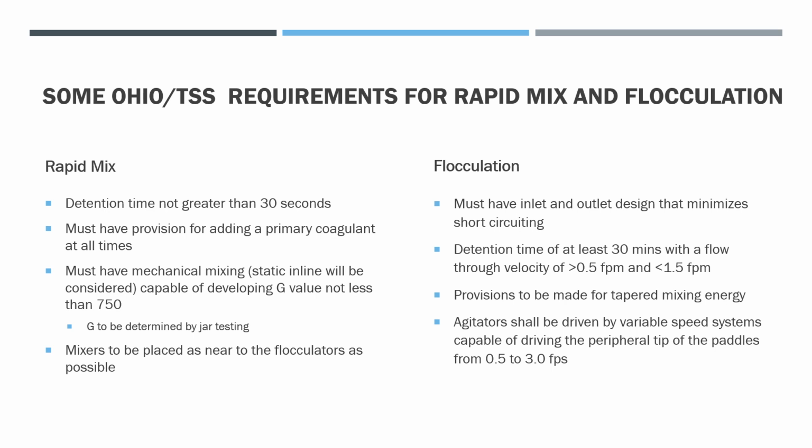For flocculation, you must have inlet and outlet designs that minimize short circuiting, and you have to have a detention time of at least 30 minutes with a flow-through velocity somewhere between 0.5 and 1.5 feet per minute. So that's pretty much slowing things down. You have to make provisions for tapering the mixing energy that you put into the compartments of the flocculator. And the agitators that drive those flocculators have to be variable speed systems and capable of driving the peripheral tip speed paddles somewhere between 0.5 and 3 feet per second.